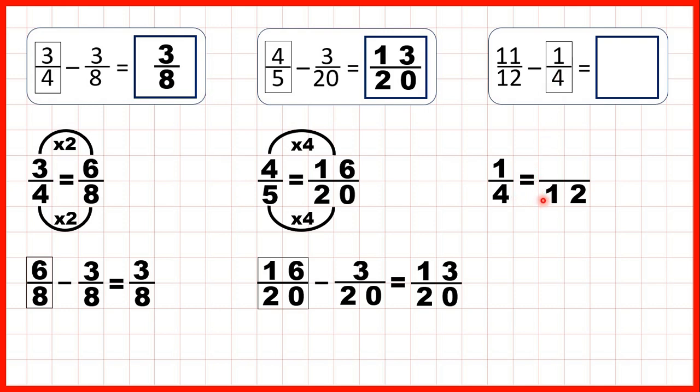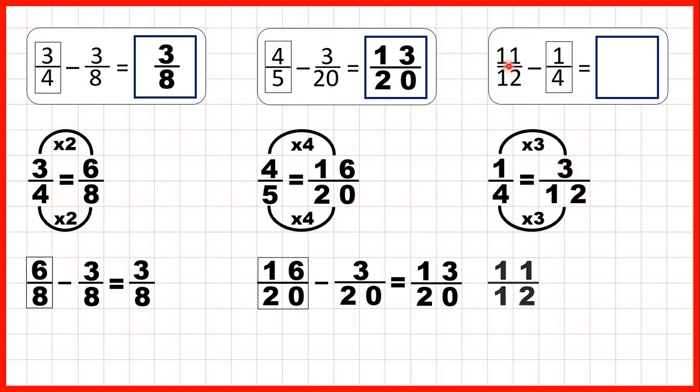That's because it's always easier to make the denominator larger, so we need to look at our largest fraction and find an equivalent fraction for our other fraction. Now, 4 times 3 is 12, and 1 times 3 is 3, so we can rewrite our question.